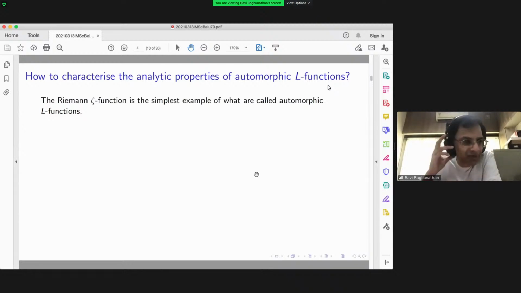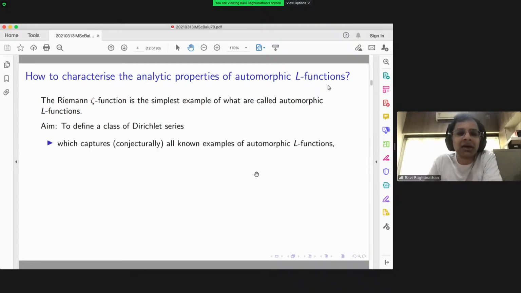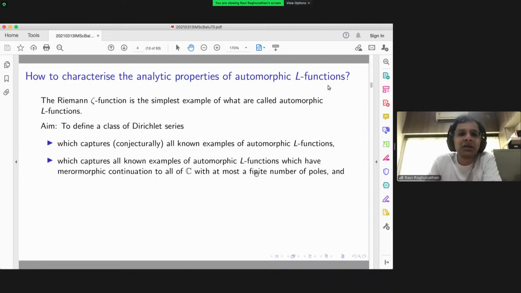I will not define an automorphic L function because, first of all, it's complicated and it really serves no purpose, but we'll work through examples. But here is what I would like to do. I want to define a class of Dirichlet series. And at least conjecturally, that is, if one assumes various standard conjectures about automorphic L functions, this class of Dirichlet series should capture all of them. And the other thing it should do is a little stronger. It should capture all known examples of automorphic L functions, which have meromorphic continuation to all of C.